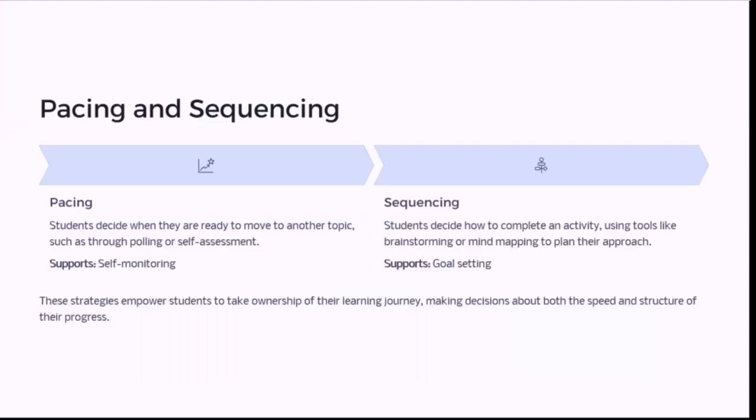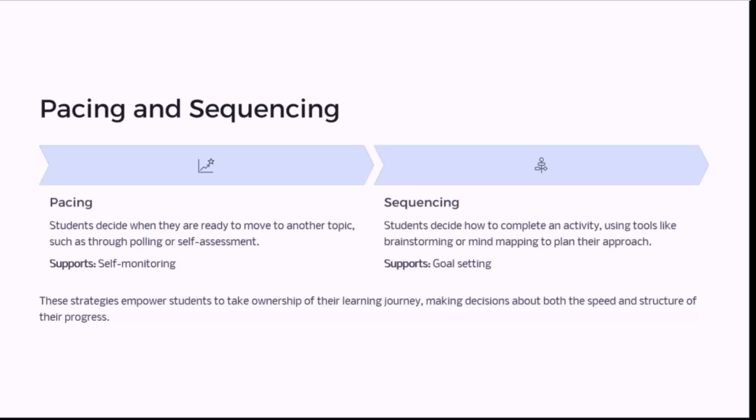Another teaching strategy to facilitate self-regulated learning is supporting students to decide on pacing and determining when they're ready to move to another topic. Providing a poll to ask them if they are ready to move on, or they want a revision, or they want the teacher to go over material. This can facilitate self-monitoring and self-evaluation.